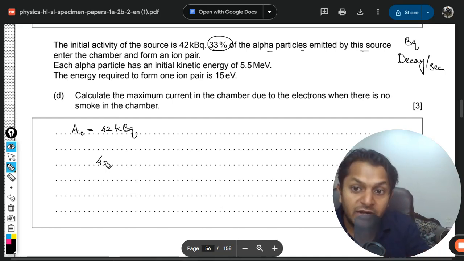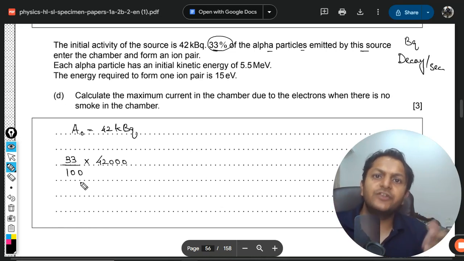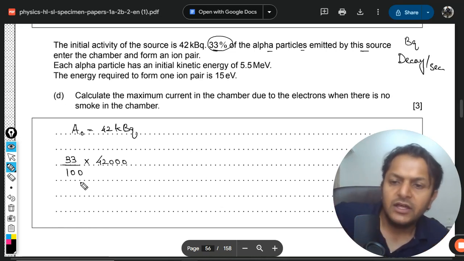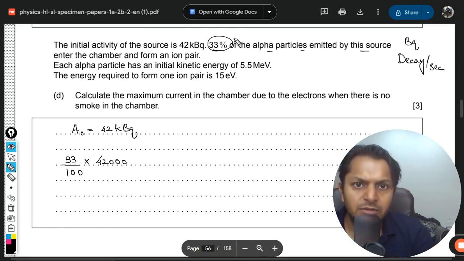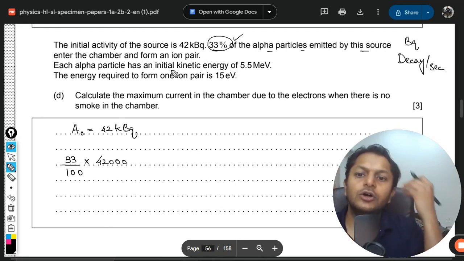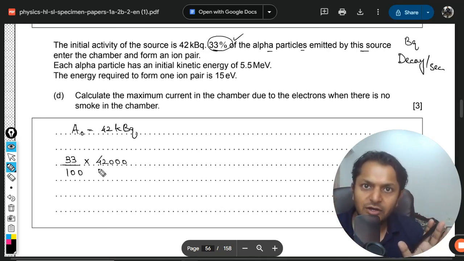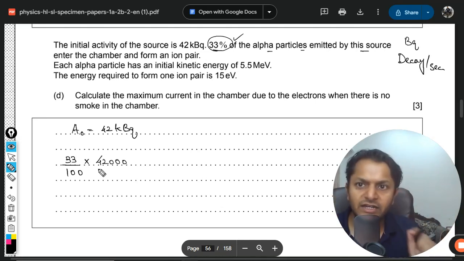So how many alpha particles do we have? 42,000 alpha particles. But only 33% of these alpha particles are used in creating the reaction, isn't it? 33% of the alpha particles emitted by the source enter the chamber and form the ion pair. So these many electrons are created, these many ions are created. One positive charge and one negative charge.